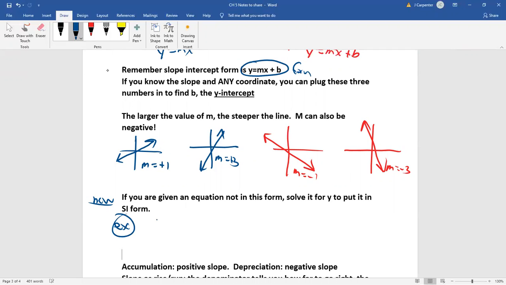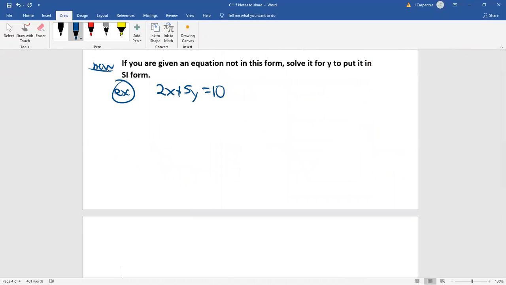So for example, if you had 2x plus 5y equals 10. So here's your mathematical model, but it's not in a dependent, independent kind of situation. It's not just saying y is this thing based off of this other thing. It doesn't say apples equals blah, blah, blah in terms of oranges. It says if you took 2 times the number of apples plus 5 times the number of oranges, you should get 10. Doesn't have to be apples and oranges. You get my point. So we just solve it for y.